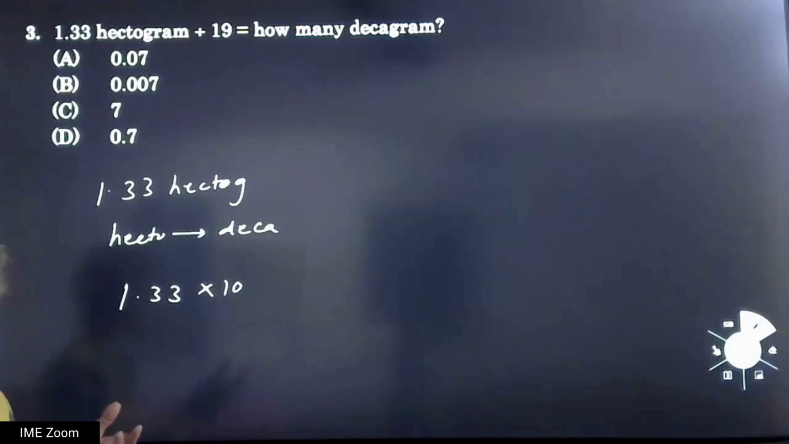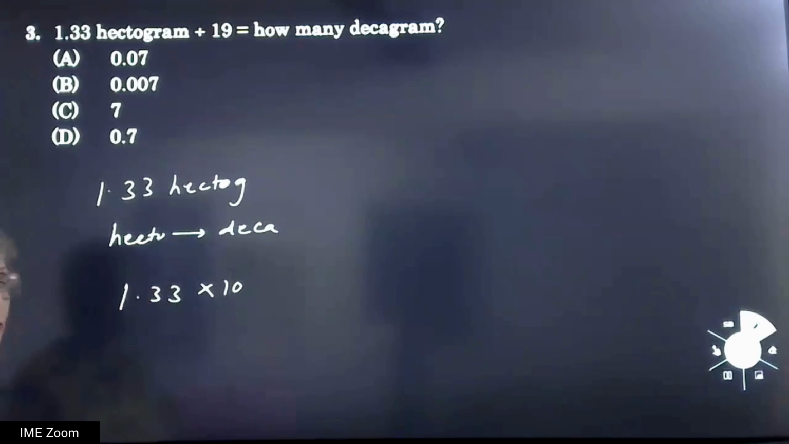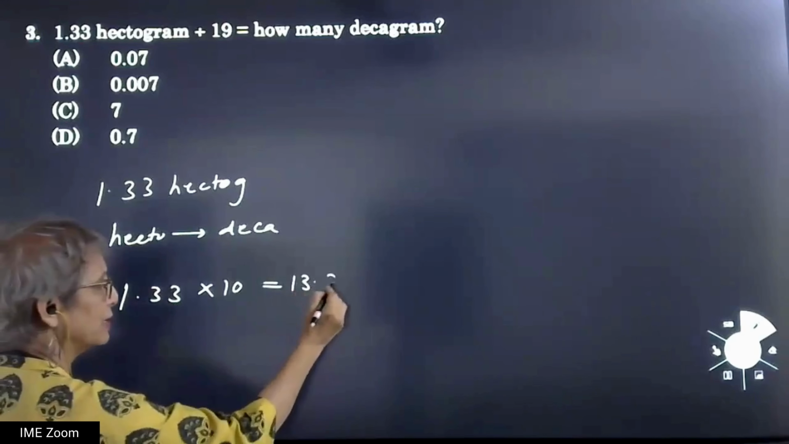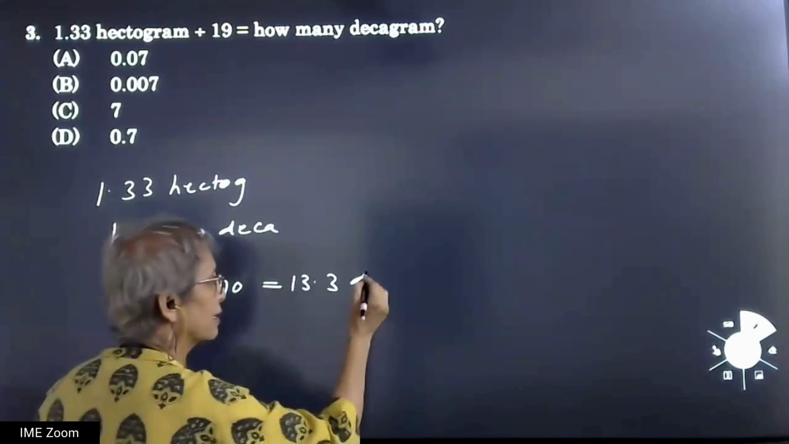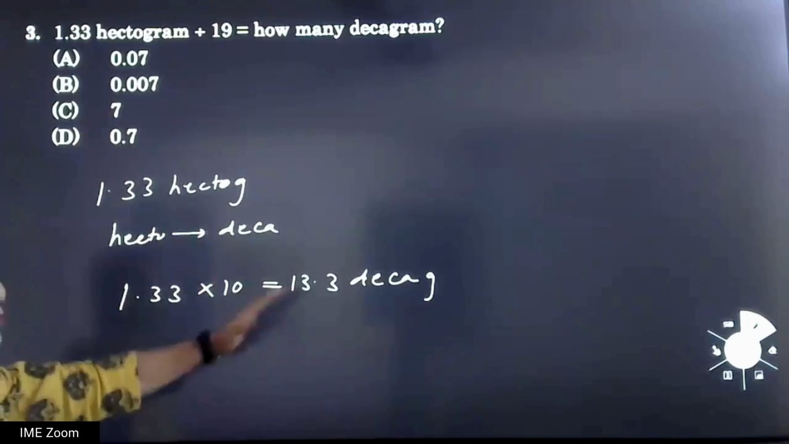Calculation of fractions and decimal fractions everywhere we get. And that is why we know those basic rules. Multiplied by 10, just shift the decimal point one place to the right, and your answer will be 13.3. These are decagrams. We have converted given hectograms into decagrams.